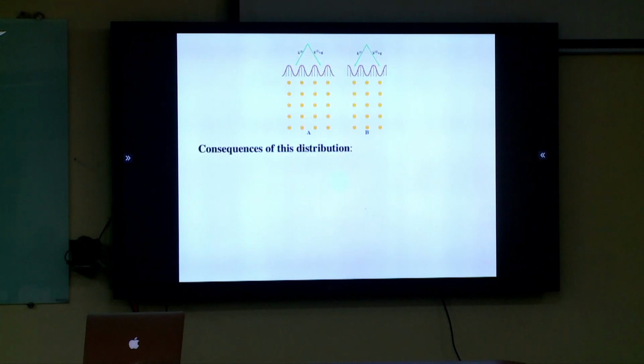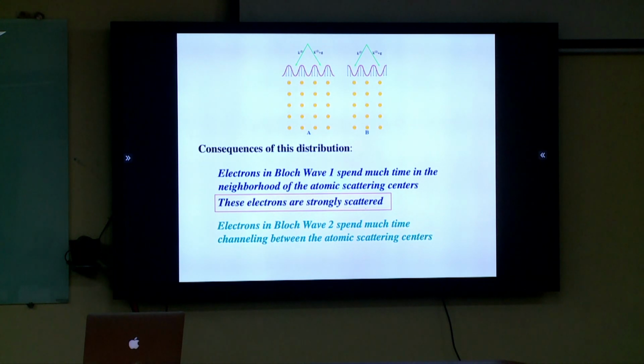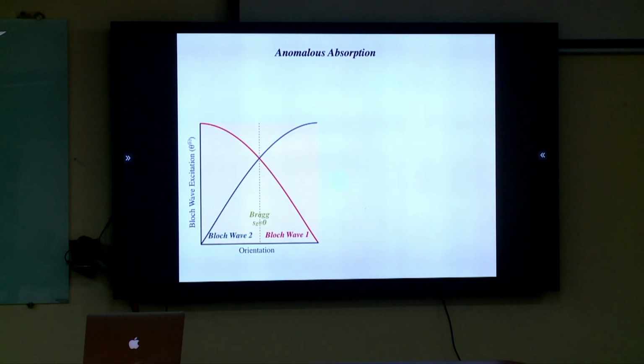Why? Because the consequences of this difference in distribution is this. The electron Bloch wave 1, as I said, spends much time in the neighborhood of atomic scattering centers, so they get scattered. And Bloch wave 2, they spend much time channeling between the atomic centers, and so they're lightly scattered. So, let's see what that means.